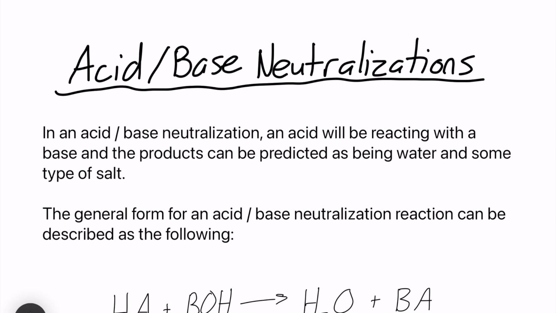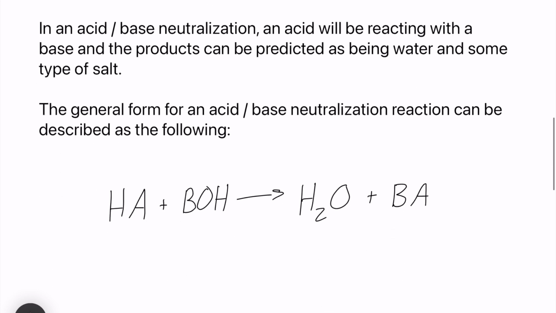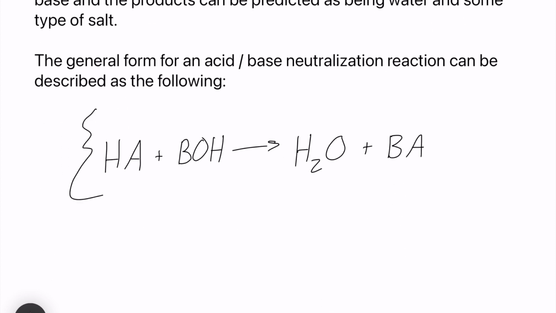In an acid-base neutralization, an acid will be reacting with a base, and the products can be predicted as being water and some type of salt. Usually the salt is going to be an ionic compound. So the general form for an acid-base neutralization is going to be described as this right here. HA plus BOH will result in water as well as some type of ionic salt.